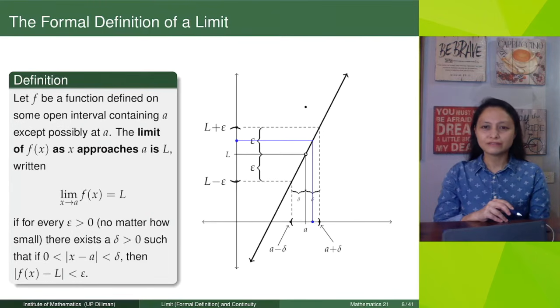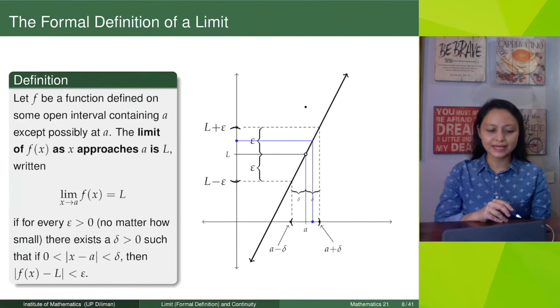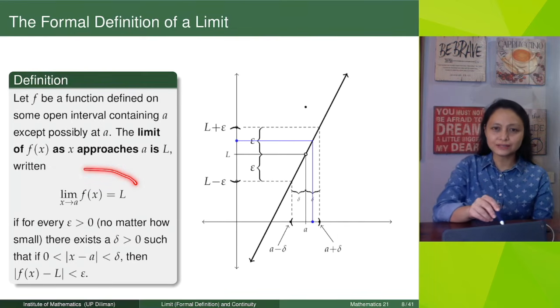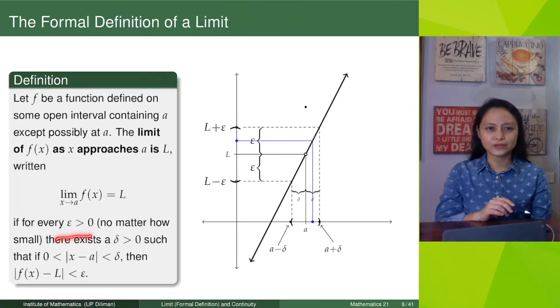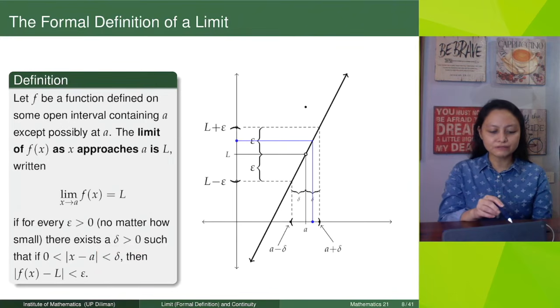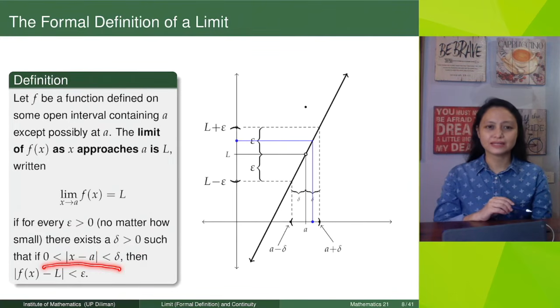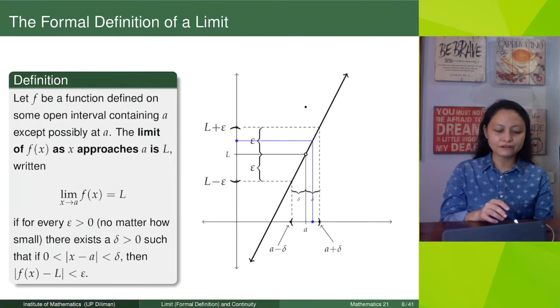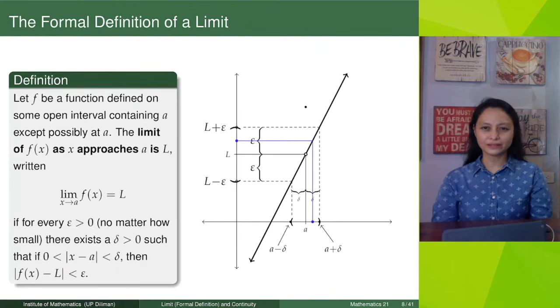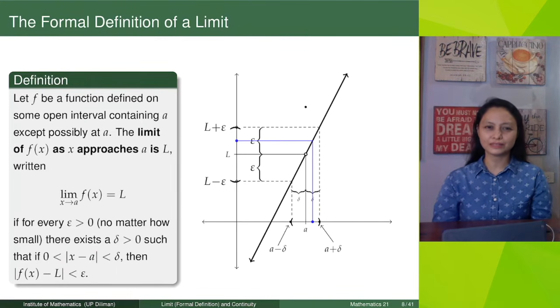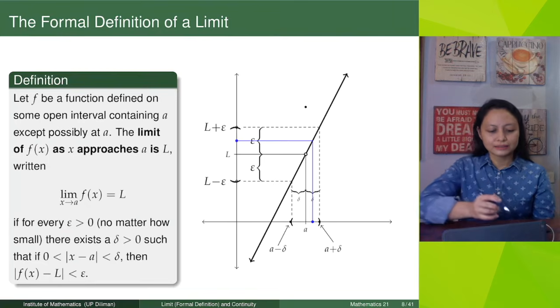The limit of f of x as x approaches a is L, and we know that this is the notation if for every epsilon greater than 0, no matter how small, there exists a delta also greater than 0, such that if the absolute value of x minus a is greater than 0 and less than delta, then the absolute value of f of x minus L is less than epsilon. So comparing it with the intuitive notion of a limit, what are we saying?